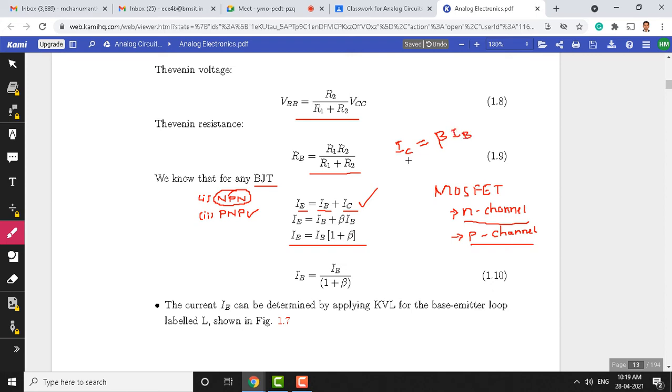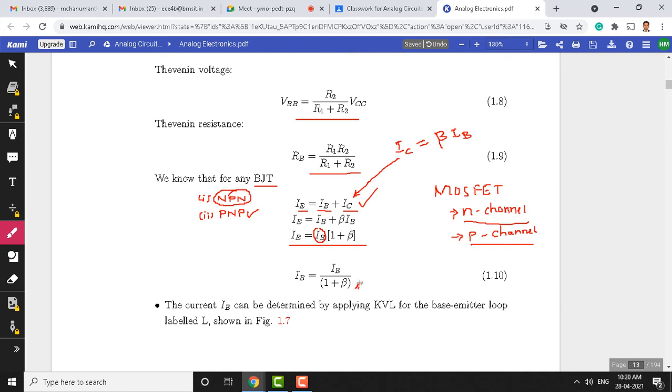Look at it now, the emitter current will be equal to IB plus beta IB. IB can be taken as a common factor here, and we get emitter current is equal to IB into 1 plus beta. Let us retain IB on the right hand side and transfer the rest of the terms to the left hand side. The final equation for base current is emitter current divided by 1 plus beta. This is required for our analysis.